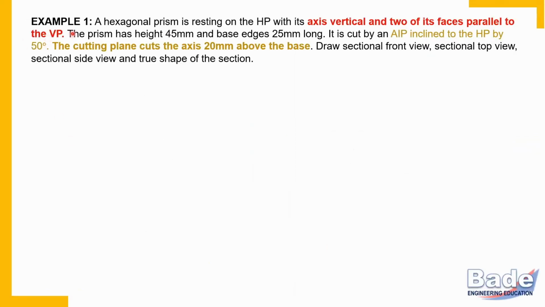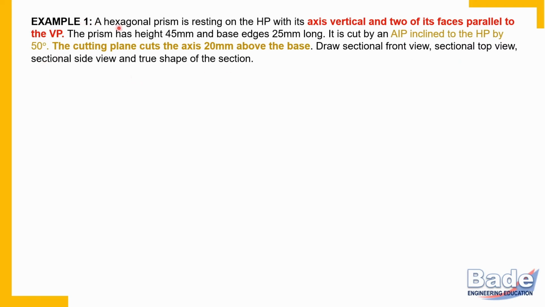Read this problem. A hexagonal prism is resting on HP with its axis vertical and two of its faces parallel to the VP. The prism has height 45 mm and base edge is 25 mm long. It is cut by an AIP inclined to the HP by 50 degrees. The cutting plane cuts the axis 20 mm above the base. Draw sectional front view, sectional top view, sectional side view, and true shape of the section.